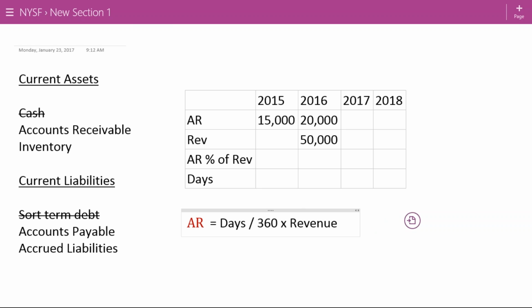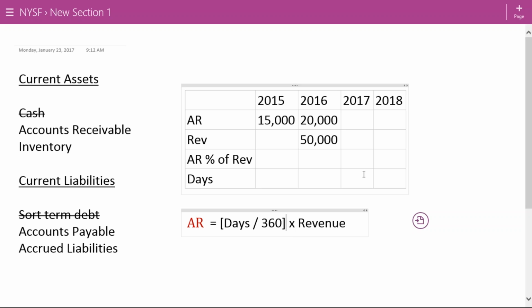This should make sense if you think about it this way. Remember, we're getting a percentage. The days divided by 360 is basically the percentage of revenue. Here when we had 90, 90 divided by 360 is 25%. So you take that percentage and you multiply it by the revenue to see what percentage of revenue is left in AR. I want to make sure you're thinking about it that way. Days divided by 360 times revenue.